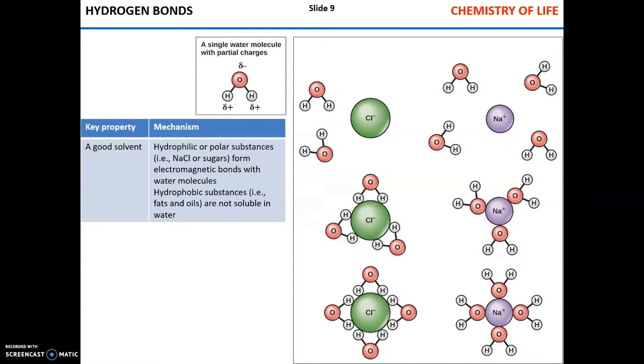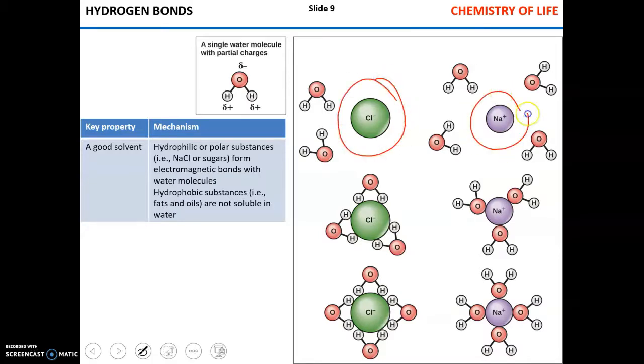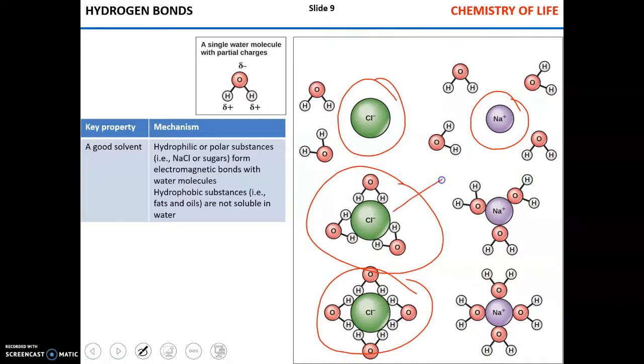Another important feature that is crucial in terms of hydrogen bonds is that hydrogen bonds make water a good solvent for hydrophilic substances. So polar substances like sodium chloride or hydrophilic substances like glucose will form electromagnetic bonds with water molecules. You can see that negatively charged chloride forms electromagnetic bonds with partially positively charged hydrogen, and positively charged sodium forms electromagnetic bonds with partially negatively charged oxygen.